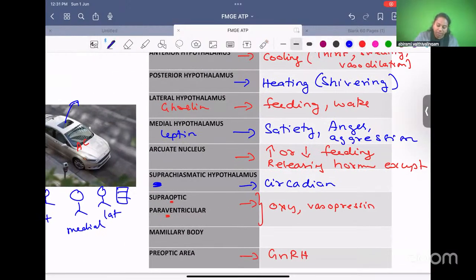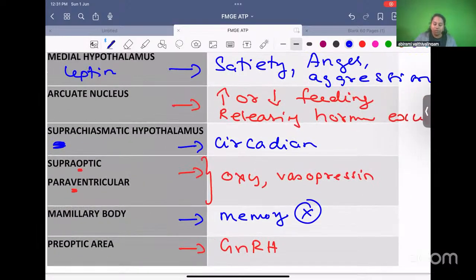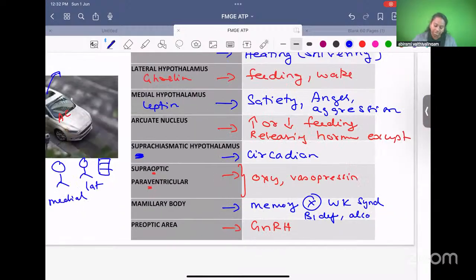Mammillary body. Mammillary sounds like memory. So this is memory, and any damage to this mammillary body results in Wernicke-Korsakoff syndrome. This is seen in vitamin B1 deficiency. Repeat question for you: thiamine or vitamin B1 deficiency and alcoholism, you can see Wernicke-Korsakoff syndrome. There's damage to this mammillary body.